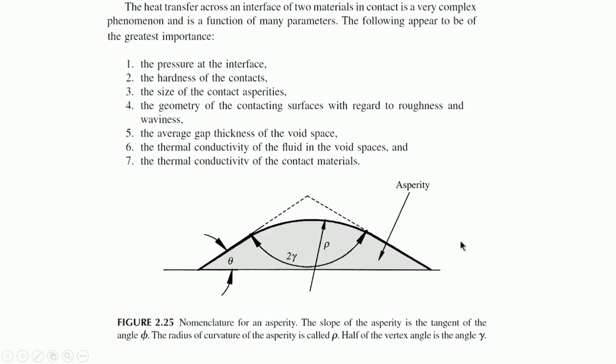positive curvature, and is there a way of increasing the pressure at the interface. Heat transfer across an interface of 2 materials is very complex. They appear to be of great importance. You understood, no? It is not fully understood except in idealized cases where they have actually taken various types of things. One of them is pressure at the interface, hardness of the contact, and size of the contact asperities.